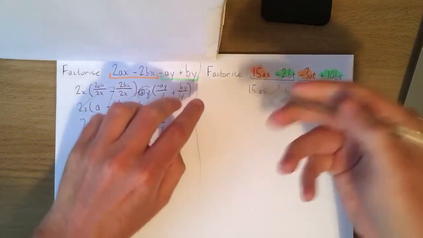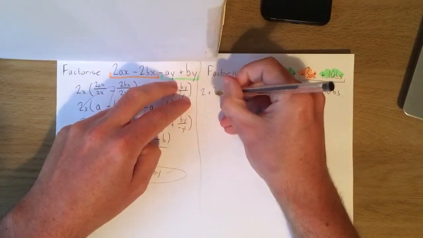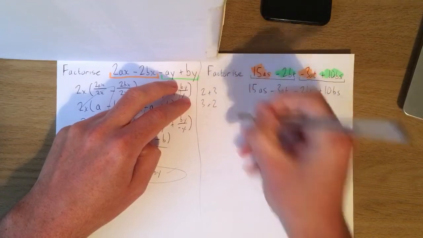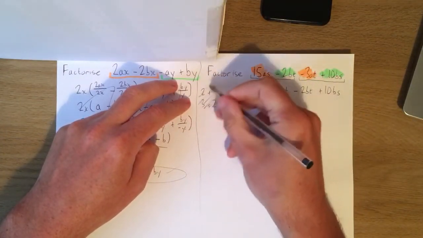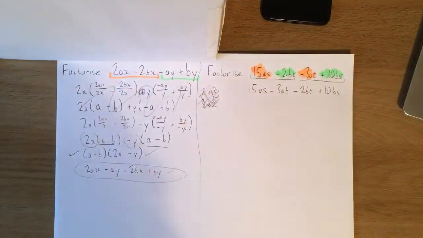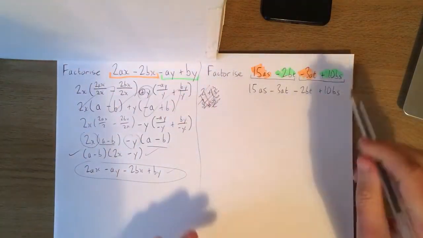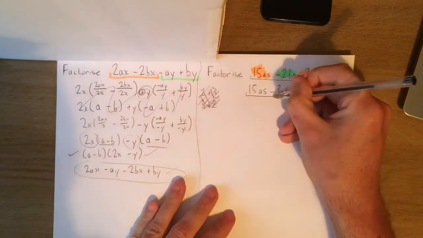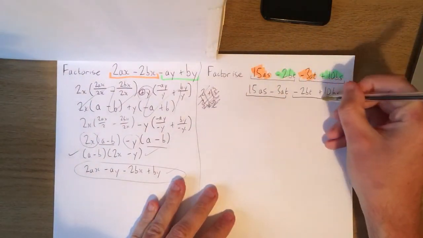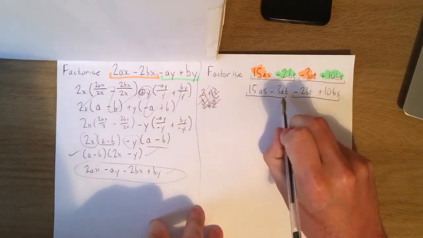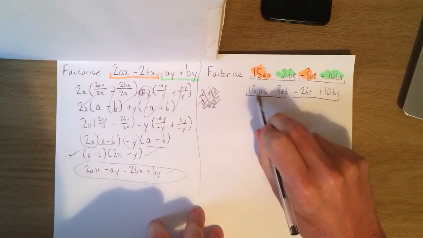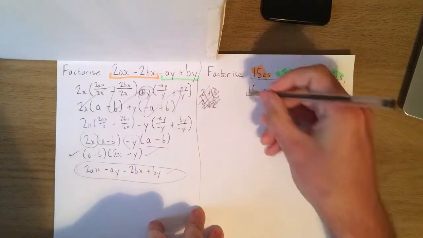All I'm doing here is the equivalent of changing 2 plus 3 to 3 plus 2. Both of those are 5. So you can't just move numbers around like this when you're adding and subtracting. So my 15as and my minus 3at, my minus 2bt and my plus 10bs. So I can factorise: 3 will divide into both of these and a will divide into both of these.